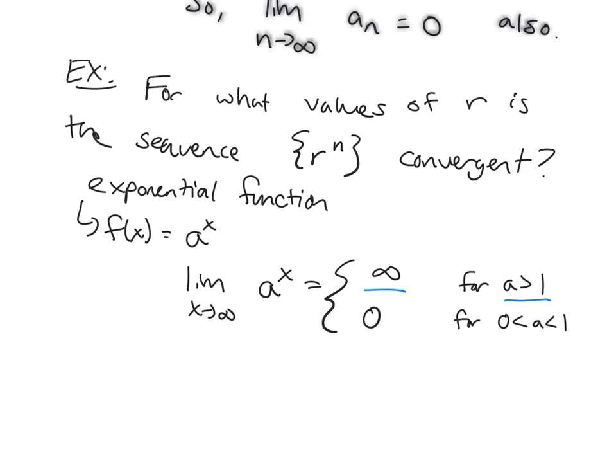So we basically know what happens for very specific values of R. What I'm saying is that if R is between 0 and 1, R and A are the same thing, remember, then the sequence converges. If R is bigger than 1, then it's going to diverge. But this isn't all of my possibilities, right? For R, what numbers have I not counted?